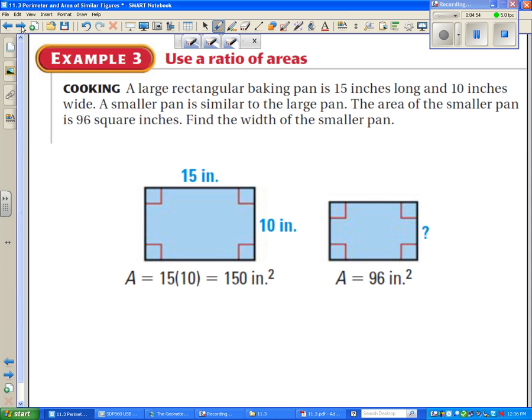A large rectangular baking pan is 15 inches long and 10 inches wide. A smaller pan is similar to the larger pan. The area of the smaller pan is 96 square inches. Find the width of the smaller pan. I would like for you to try this problem on your own. Come back next class with it done. It is in your textbook if you need to refer to it.